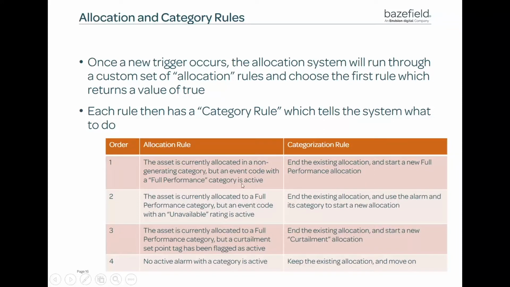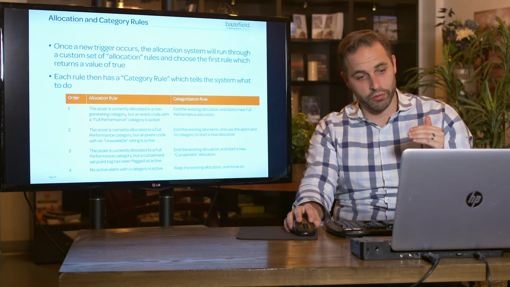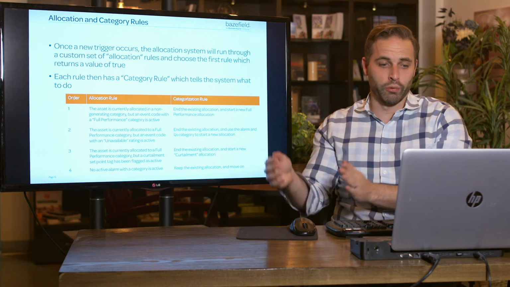And vice versa, let's say the asset is currently allocated to a full performance state, but an event code that's associated with a downtime comes in, then the categorization rule, if this returns true, will switch it from a full performance to an outage.